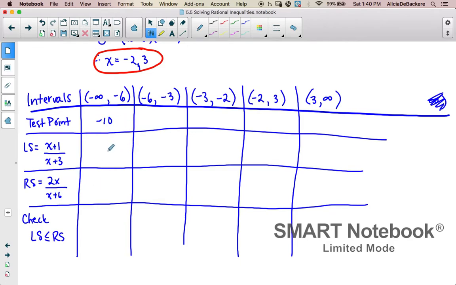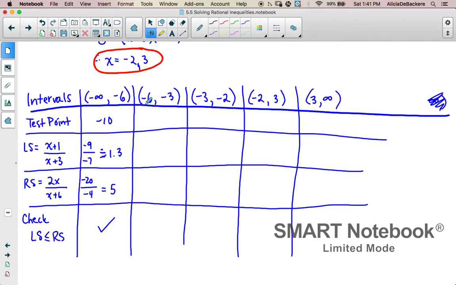Don't pick -6. So I'm going to plug -10 into my equation, so I get -9 over -7, and that comes out. I am going to use decimals here because I really want to know which one is bigger than the other, so that's about 1.3. And then this guy here, when I plug in -10, I get -20 over -4, and that's exactly equal to 5. So I'm checking now, is the left side less than or equal to the right side? Well, yeah, the left side, 1.3, is less than 5. So yes, this is one of my intervals that I'm going to use in my answer.